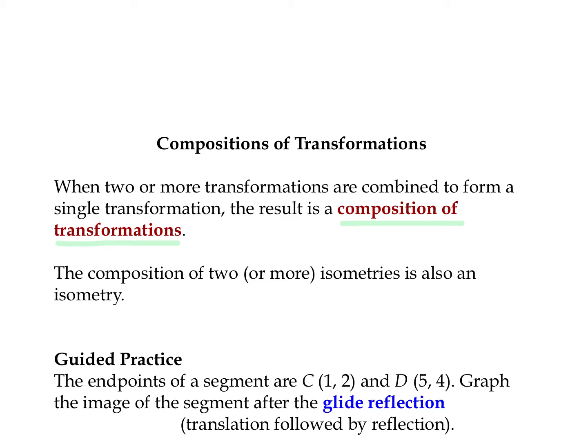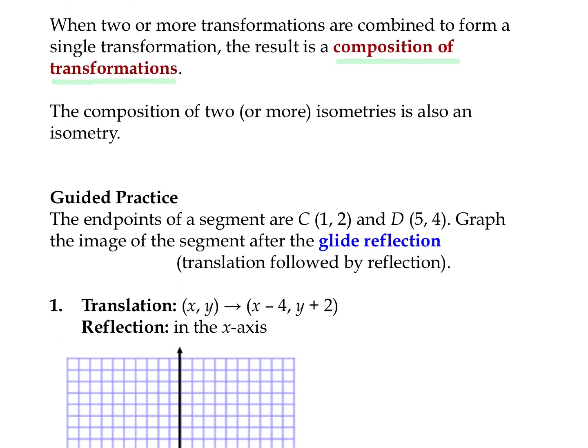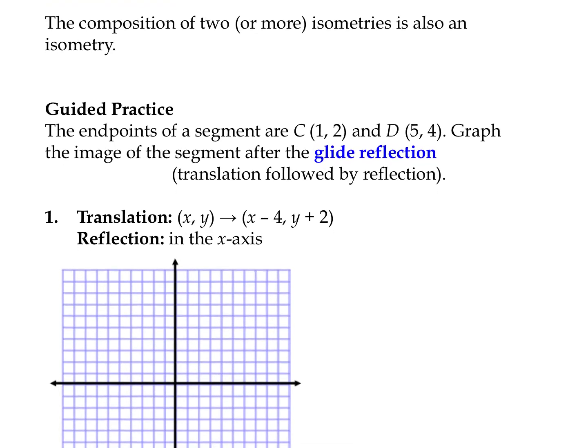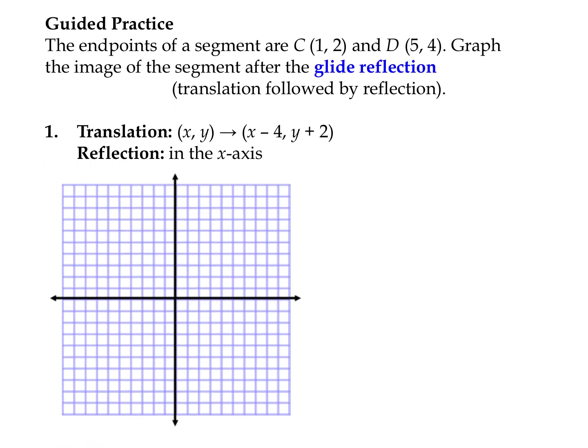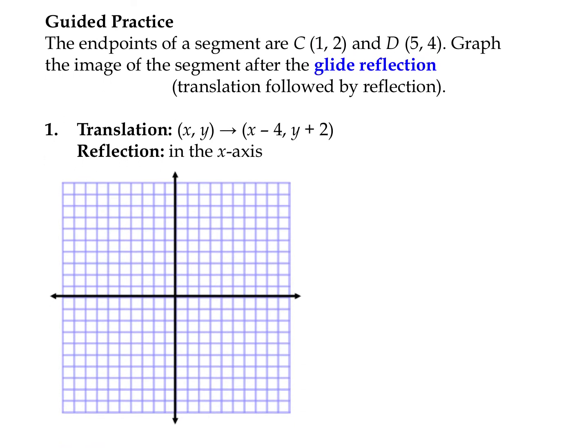And we're going to start by doing something called a glide reflection. So there's a term when you do a translation followed by a reflection. Not all other compositions have names for them, but here a glide, translation, when you glide, you slide something, and then the reflection. So we're going to do that here for CD.